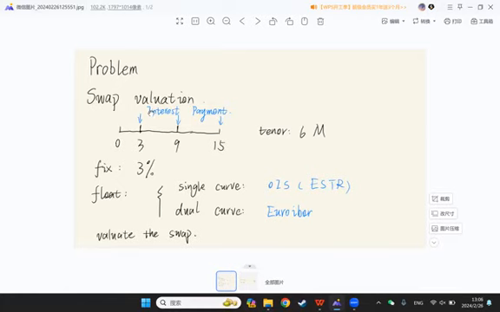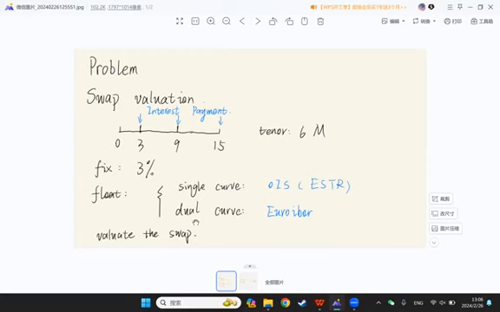Basically, the swap valuation starts now, and the first interest swap starts in 3 months, and then the tenor is 6 months, which means in 9 months the second interest swap will start. So the fixed payment is 3%, and for the float payment, single curve pays the overnight index swap, which is Ester in our case. And in the dual curve accounting, the floating payment is just the Euribor.